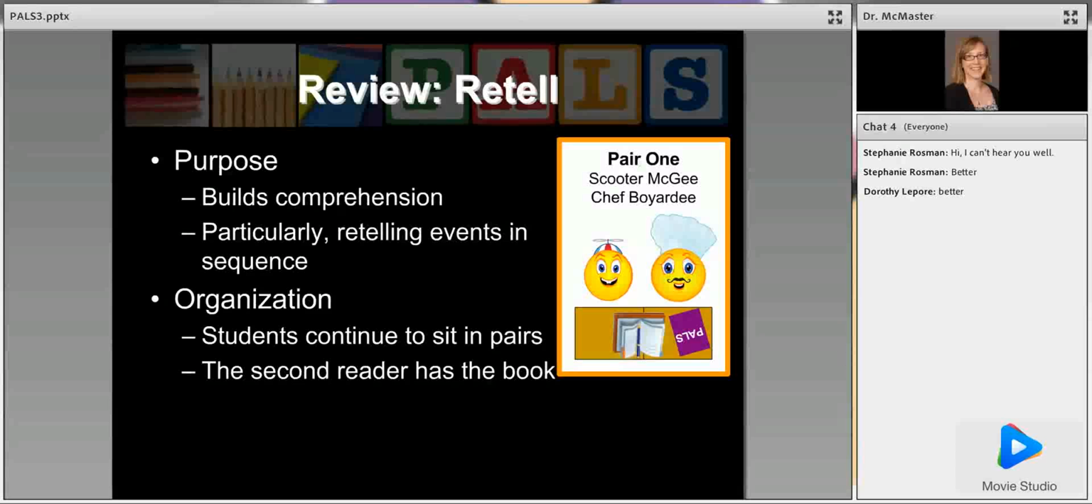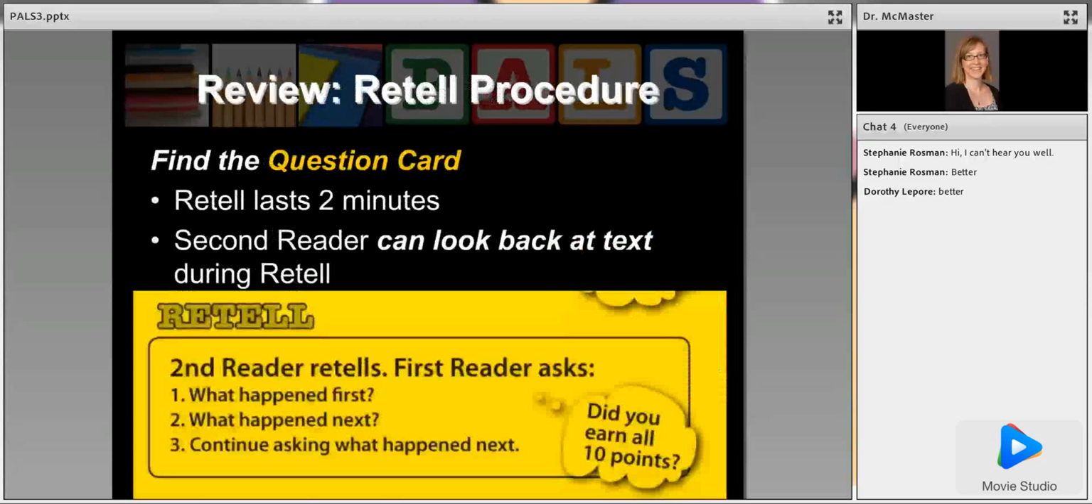We also talked about retell, which is an activity designed to build comprehension, particularly retelling events in sequence. Retell happens immediately after partner reading, and that's where the students just retell what they've just read. They continue to sit in pairs. The second reader has the book because they just finished reading, and they use their question card to say what happened first, what happened next, and so on.